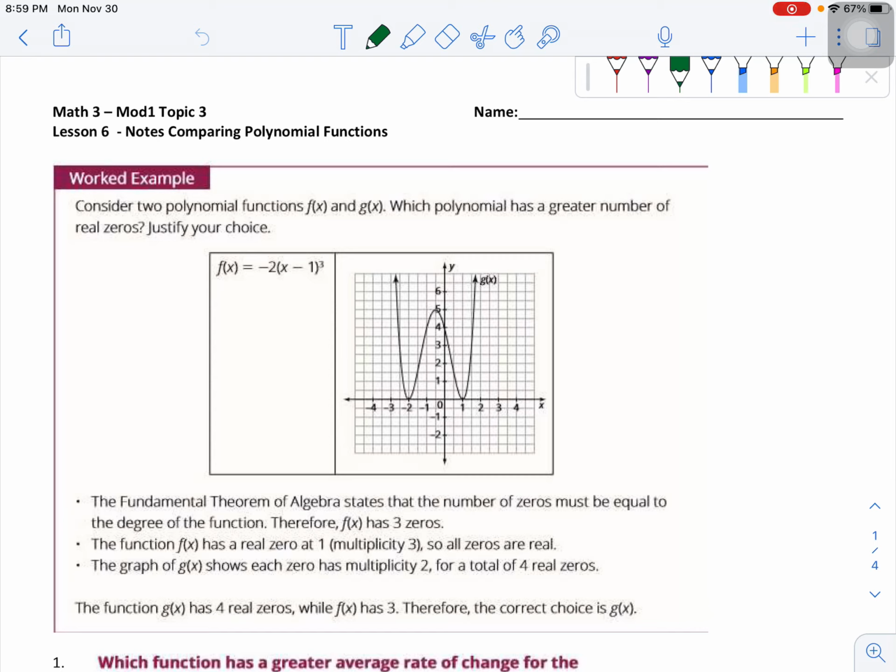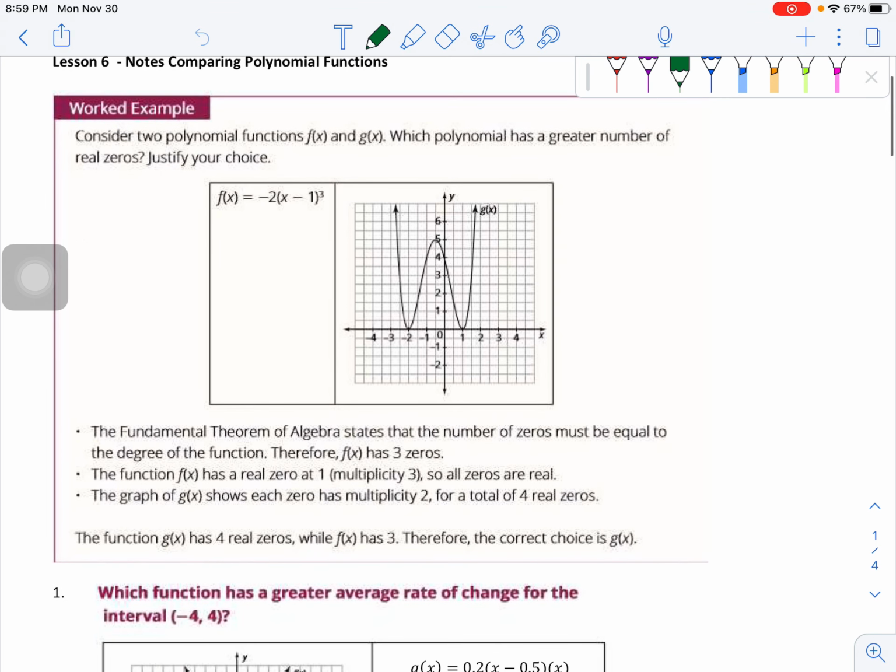It's the worked example. We have two polynomial functions, f of x and g of x. So we want to look for the names, right? Here's f of x, and right over here is g of x. And it says, which polynomial has the greater number of real zeros? Okay, so real zeros are those zeros that you can find on the x-axis. It's your x-intercepts. But we also want to make sure that we're dealing with multiplicity. Okay, so be careful with that part of it.